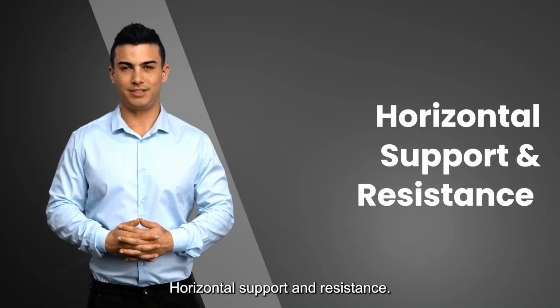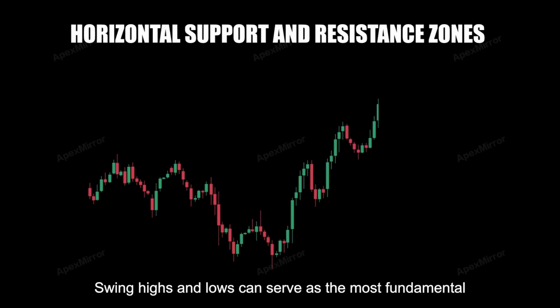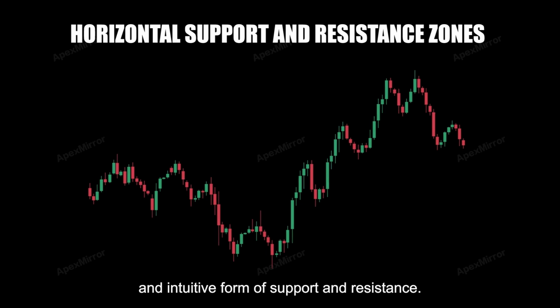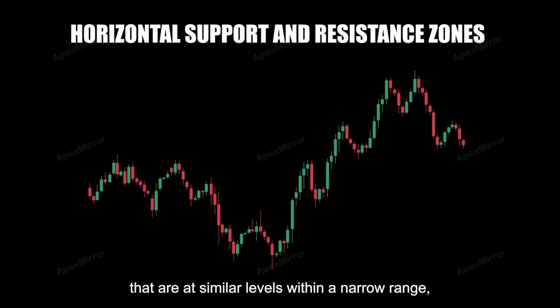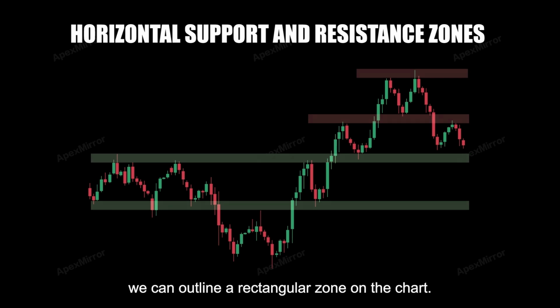Horizontal support and resistance. Swing highs and lows can serve as the most fundamental and intuitive form of support and resistance. These pivot points on the chart are where the price of an asset has reversed, indicating a shift in market sentiment and balance between buyers and sellers. The concept of horizontal support and resistance zones takes this a step further, building on the foundation laid by swing highs and lows. By connecting these highs and lows that are at similar levels within a narrow range, we can outline a rectangular zone on the chart.